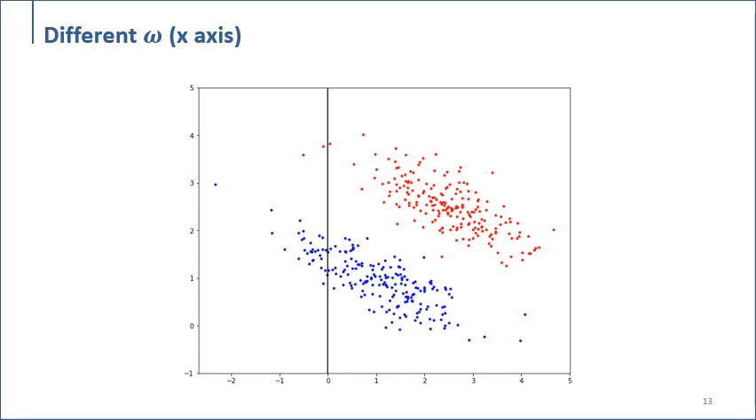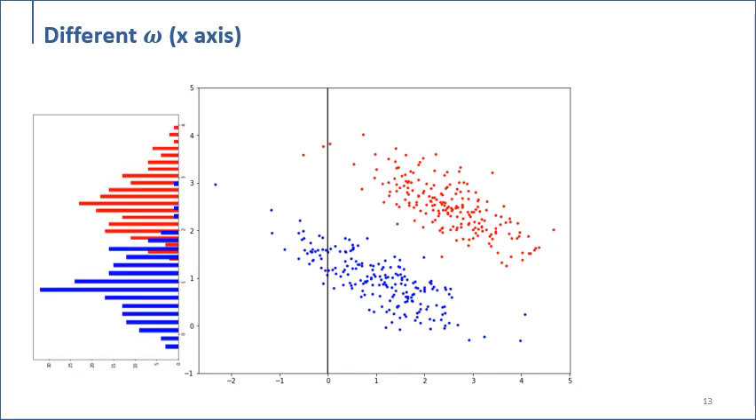And also if we choose a different omega like this, here we still observe this overlapping region, and the data are also widely spread, so this is also not a good case.